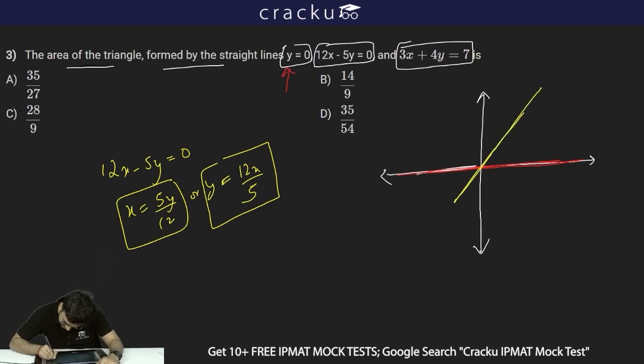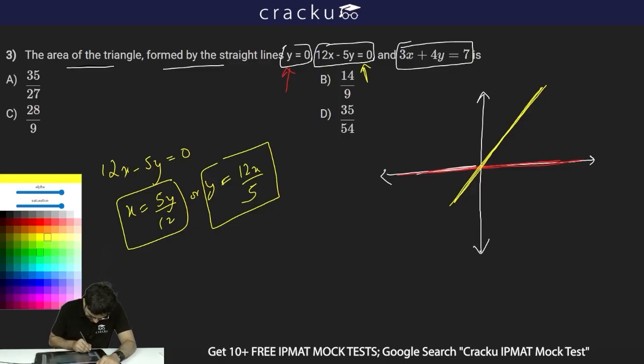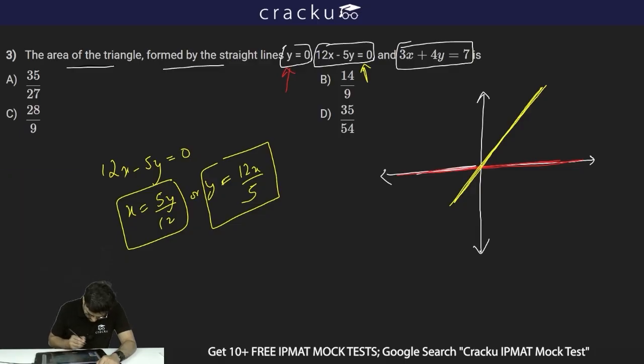So this is my equation 12x minus 5y equal to 0, which is y is equal to 12x by 5, or x is equal to 5y by 12. Now the third equation is 3x plus 4y is equal to 7. So 3x plus 4y is equal to 7 will look something like this.